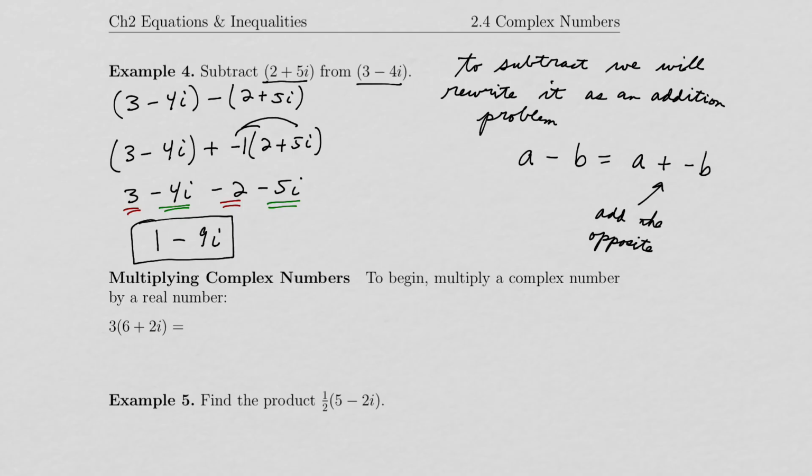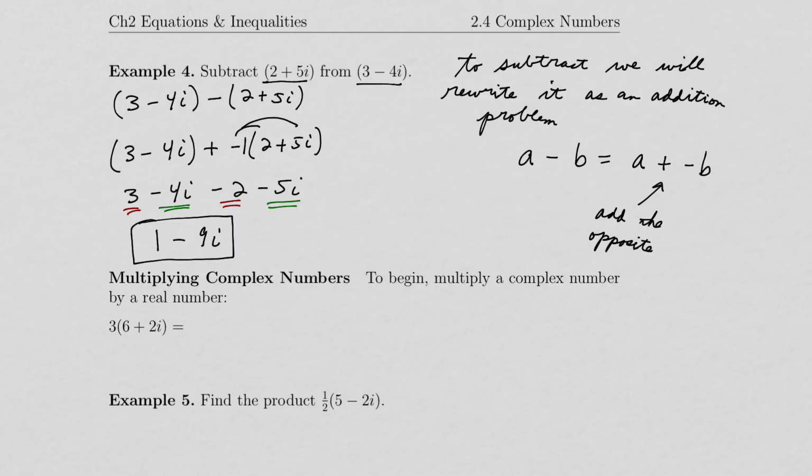All right, so subtraction is basically just addition, as long as you add the opposite of the second complex number, right? So you're going to basically distribute in. You're always going to distribute in a negative 1. It's going to change both of the signs of that second complex number.